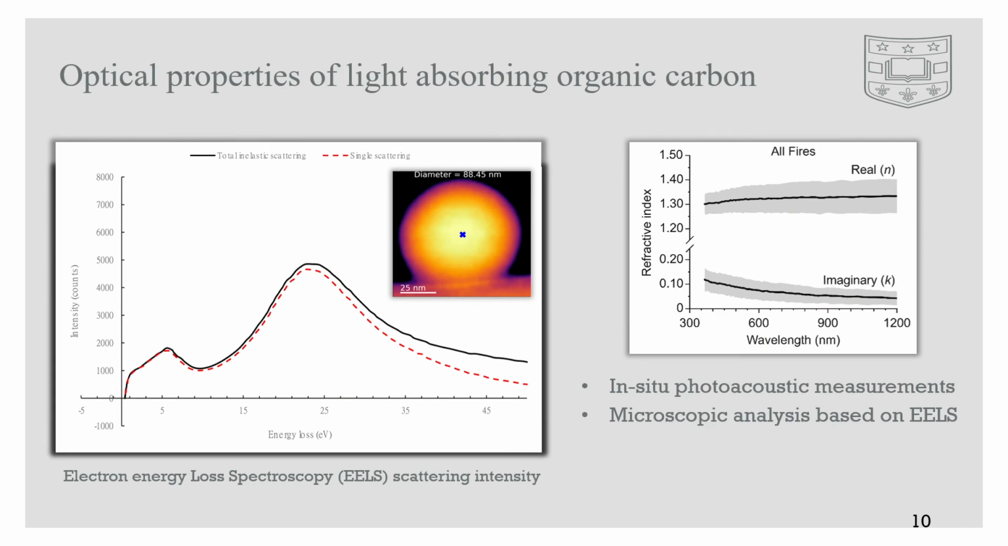Our group members have also applied both in situ photoacoustic measurements and filter-based electron energy loss spectroscopy to measure the refractive index for the light-absorbing organic carbon. They found that these wildfire-emitted organic carbon have high-valued imaginary parts of the refractive index, which implies they may significantly absorb radiation at UV to short visible wavelengths.